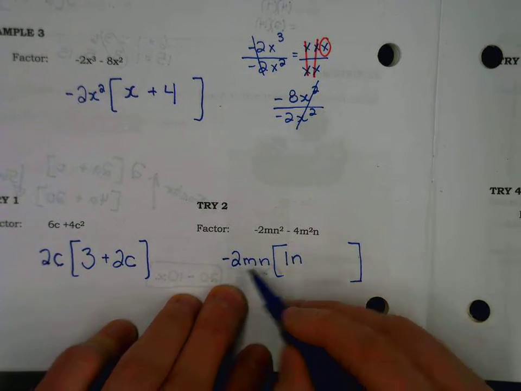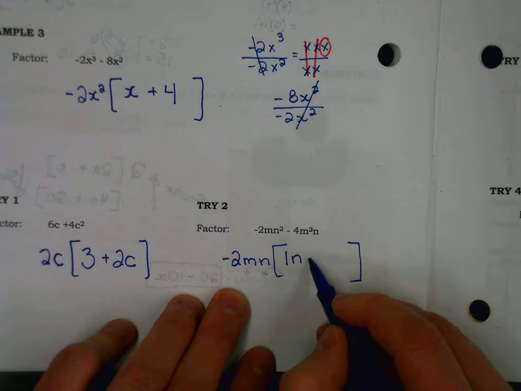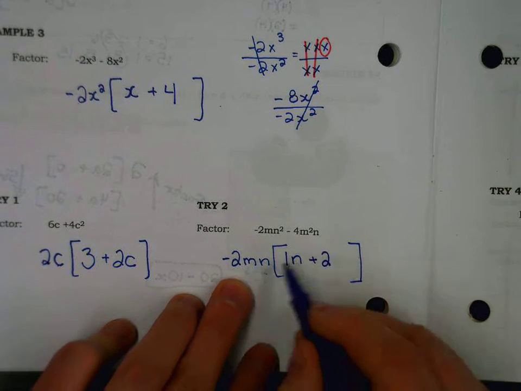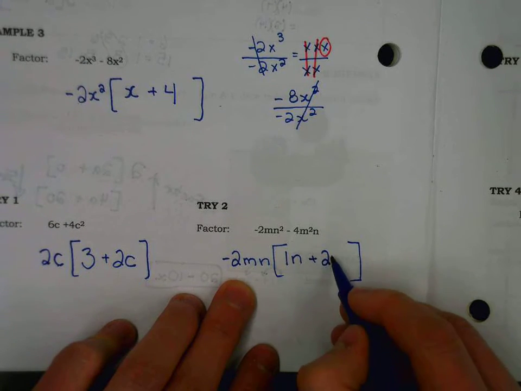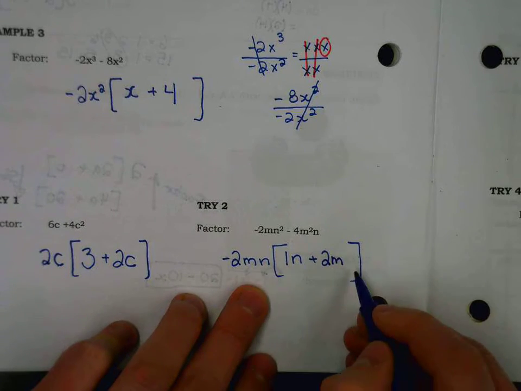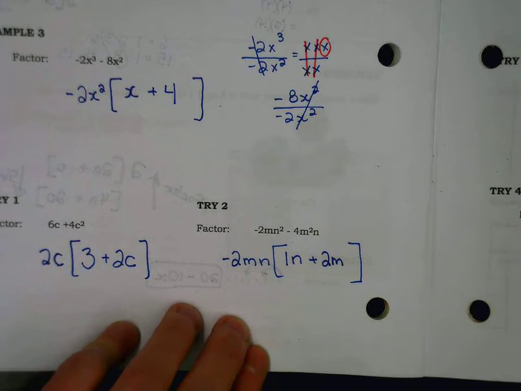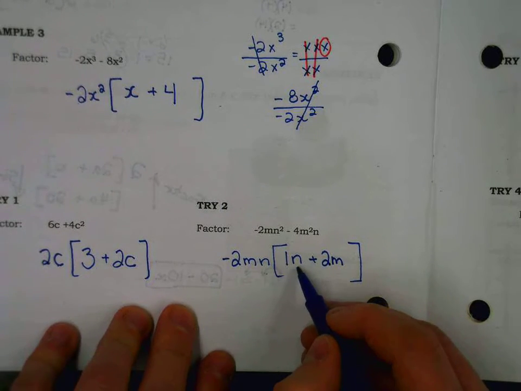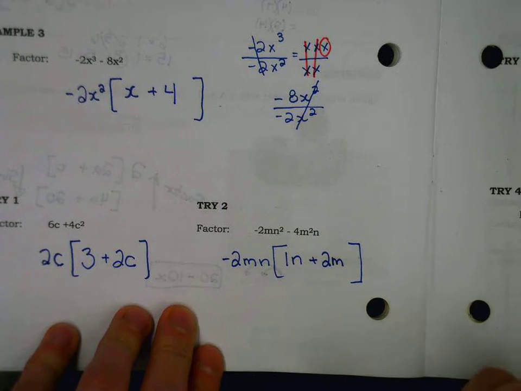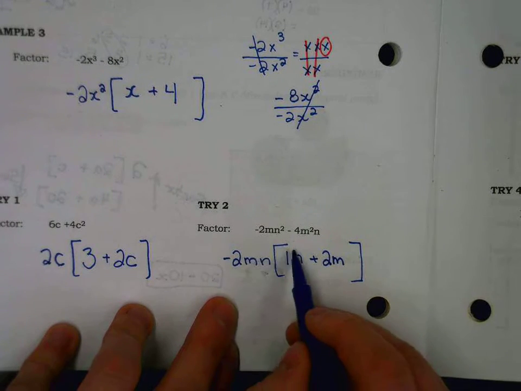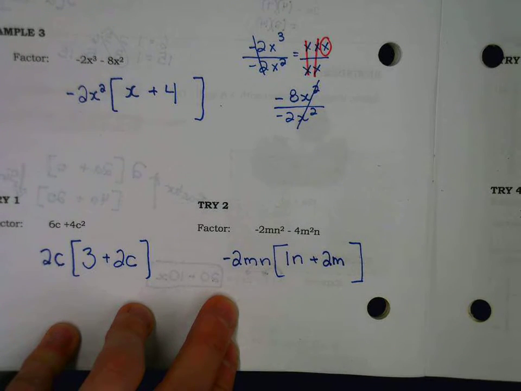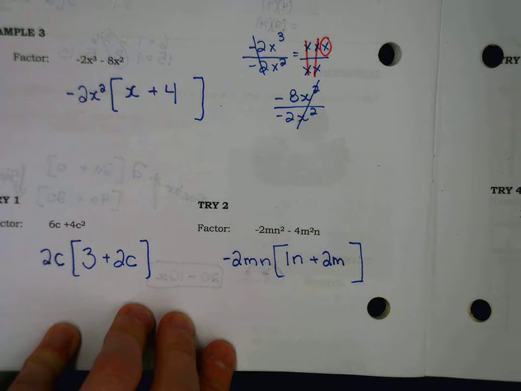Now we have a negative 2 times what makes negative 4? A positive 2. M times what makes m squared? M. N times what makes n? A 1, and I won't have to write a 1. So we don't need to write that 1n, we could just write an n, but this is the result. And you can always distribute with arrows back in and see if you get back to your original question to see if you did this correctly.